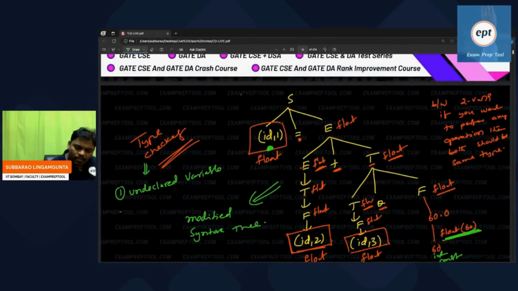He will take care. One error is undeclared variable. One more error is multiple declaration. Is it fine? Undeclared variable, multiple declaration error. Is it okay? Semantic analyzer: type checking, undeclared variable, multiple declaration error.